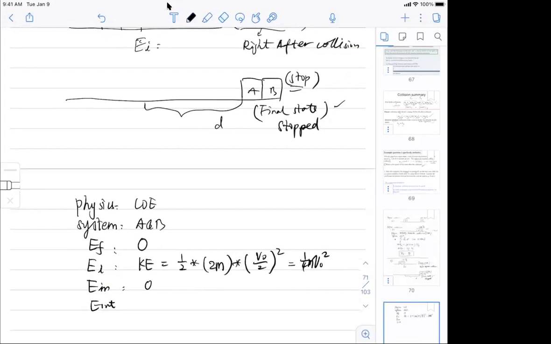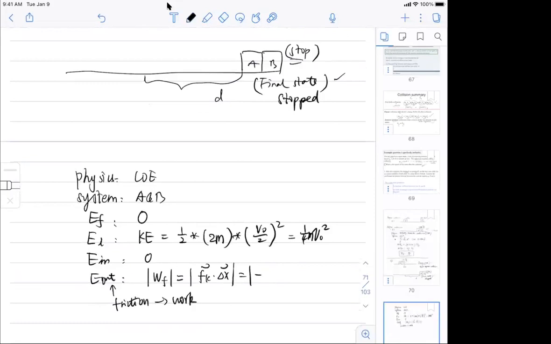Okay, input is 0, output is, you see there's friction. So the friction is doing work, and the work becomes an energy output, right? That's why it's stopped. So E output is going to be the absolute value of work done by friction. And work done by friction is always negative, because the dot product between your force and your displacement is always opposite. So if you still remember how to calculate this, it's negative friction, which is mu times N, normal force, times your distance d.